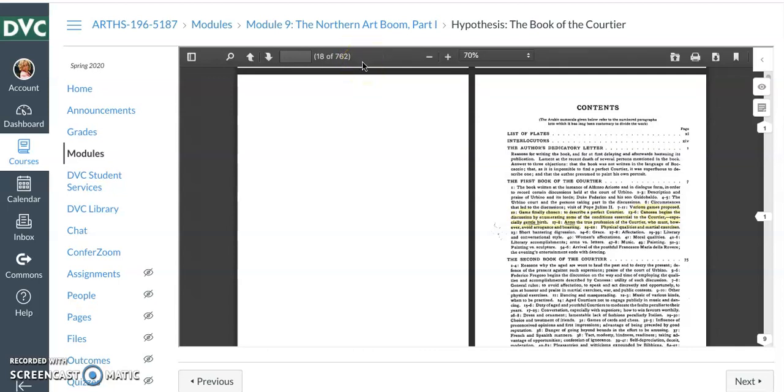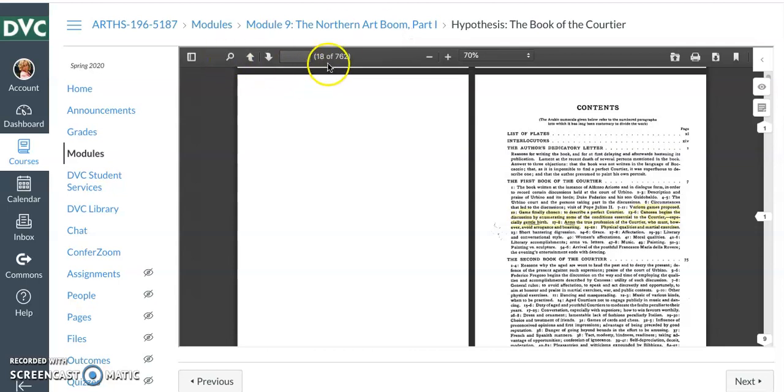We're trying to get a feel here for the voice of someone who belongs to the court culture of the 15th and 16th century. Castiglione is actually writing in the 16th century. We're looking at here the Northern art boom in the 15th century, but all of these ideas apply. They hold true across those centuries.